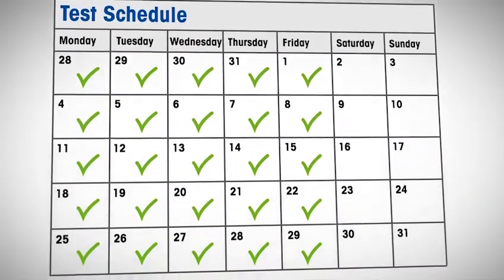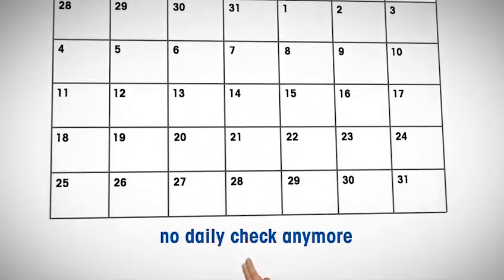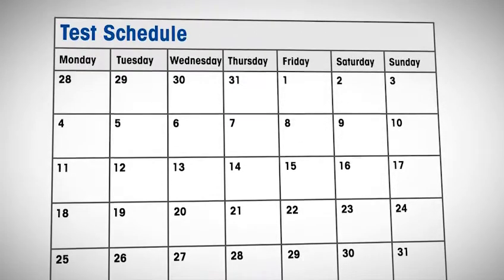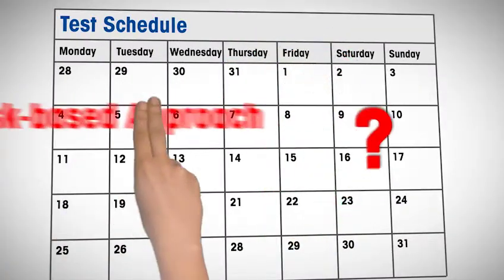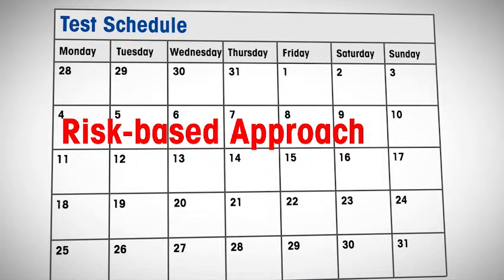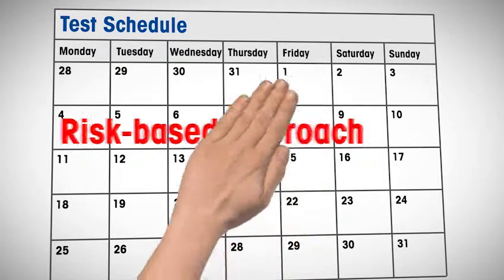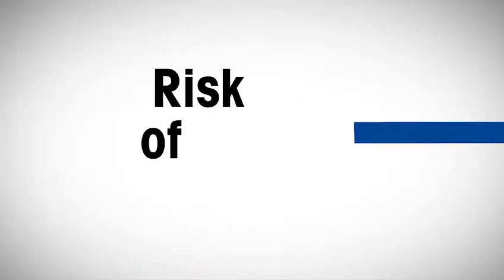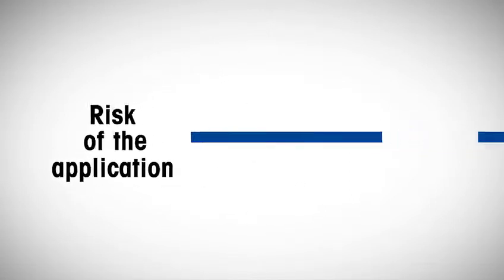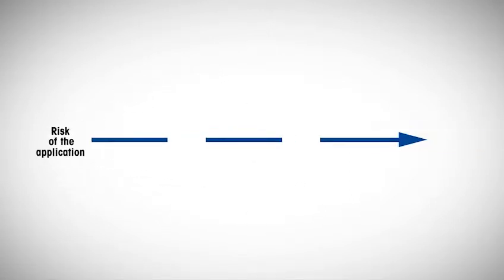Note that the new regulation does not mention a daily check anymore, as was the case in the old Chapter 1251. Reflecting current good manufacturing practices, the new USP regulation now recommends a risk-based approach to determine appropriate frequencies of testing. 2 factors influence the test frequencies. First, the risk of the application. For example, let's classify the impact of potentially inaccurate weighing results into low, medium and high.